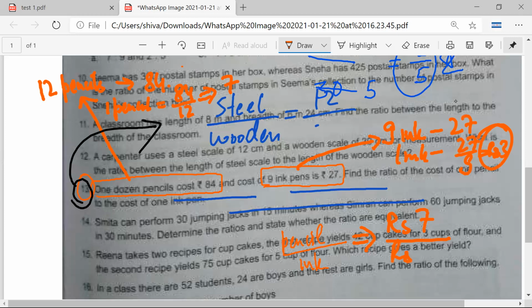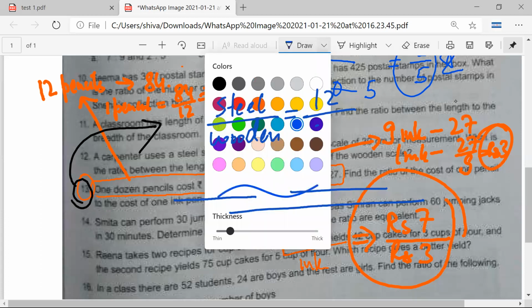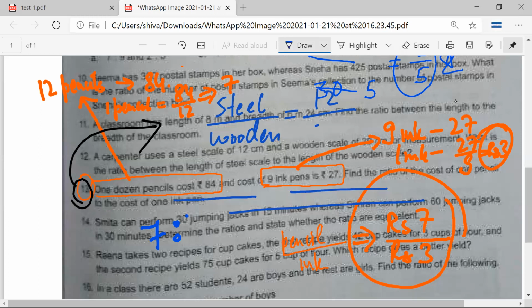Mr. Satya, is it okay? I didn't read the full question, I think. Have you understood now? Yes, sir. I need to find the cost of 1 pencil is to 1 ink pen. So the cost of each pencil is 7 rupees, and the cost of each ink pen is ₹3. Therefore, the final answer, Mr. Sarthak, will be 7:3.